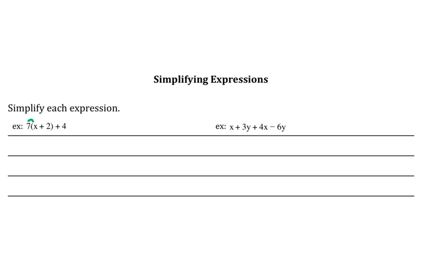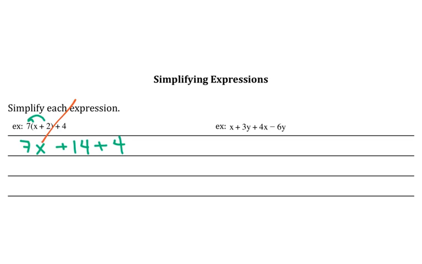To simplify these, in this particular problem, I want to get rid of my parentheses. So 7 is being multiplied by x. 7 is being multiplied by 2. So if I have x 7 times, that's 7x. And then 7 times 2 is 14. I won't bother writing that as 7 times 2. Now I've dealt with this entire parentheses and cleared it out, and now I'm going to add 4.